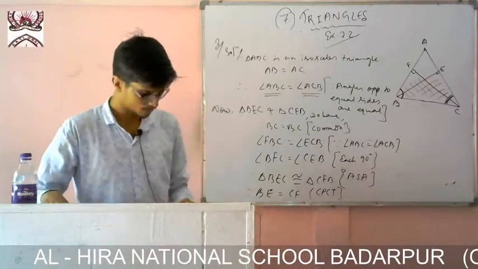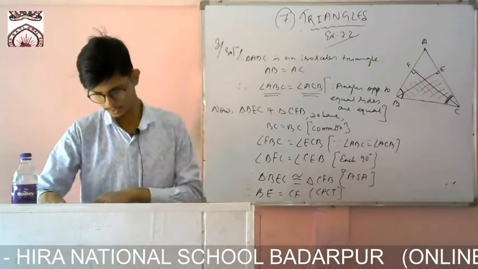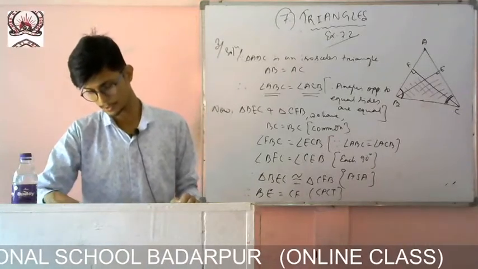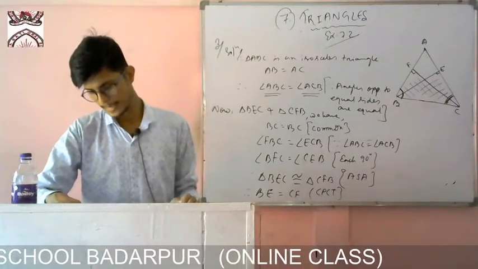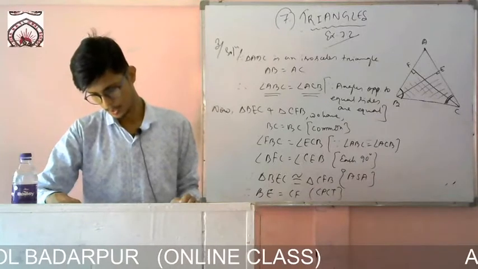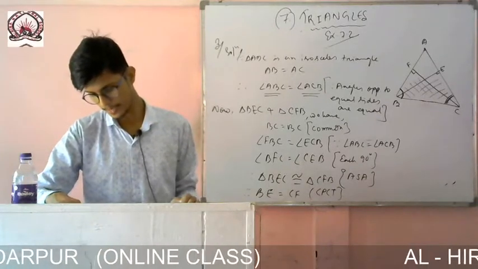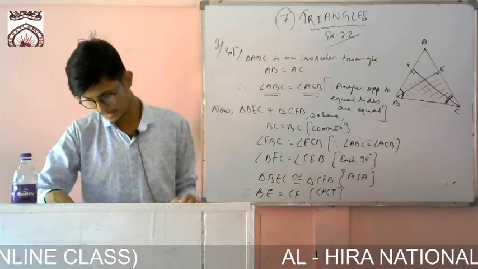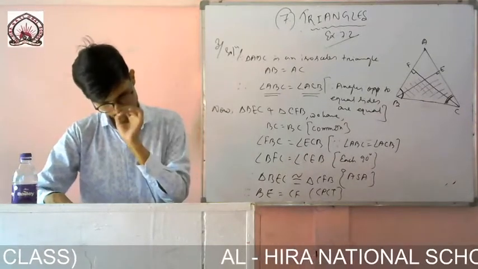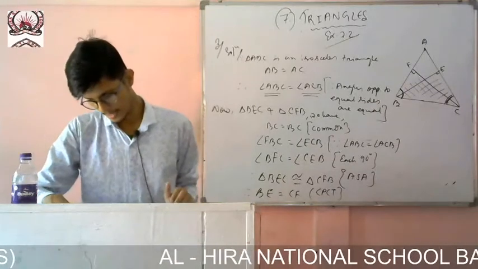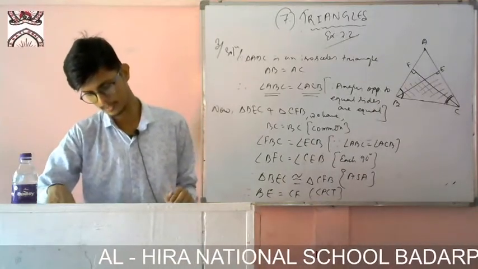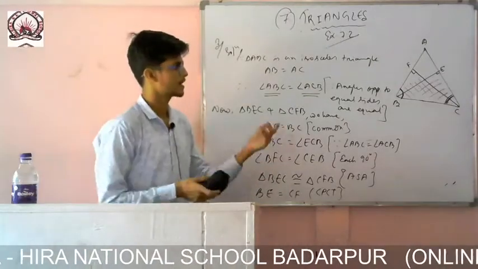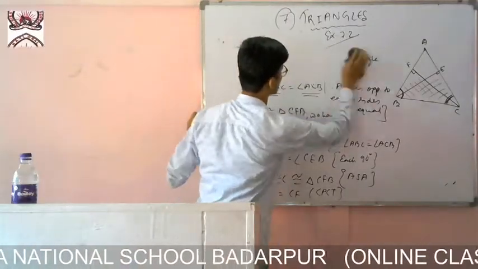Okay, so now let us move to the next question. Triangle ABC is a triangle in which altitudes BE and CF are equal. Show that triangle ABE is congruent to triangle ACF, and AB is equal to AC, that is, triangle ABC is an isosceles triangle. Same figure, same thing, but just the question changed.